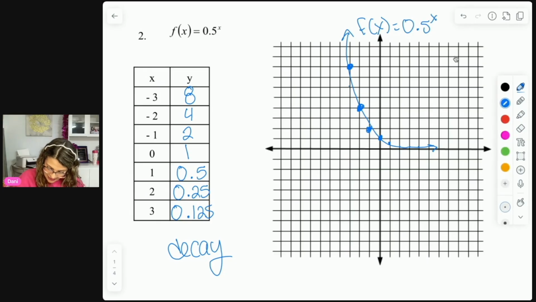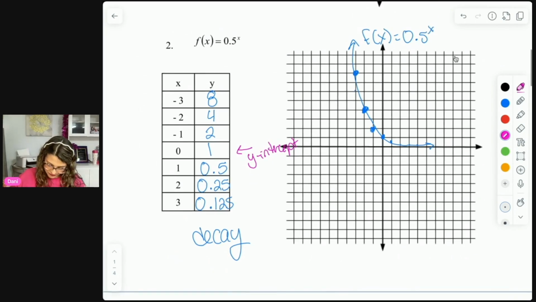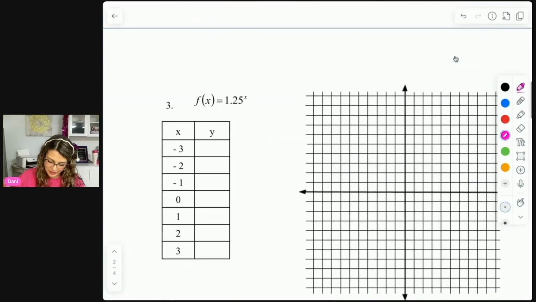And I do like to label my y-intercept. Just a good habit to get into. Okay. Let's try one more.